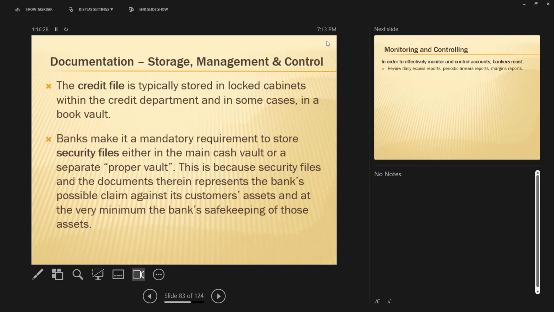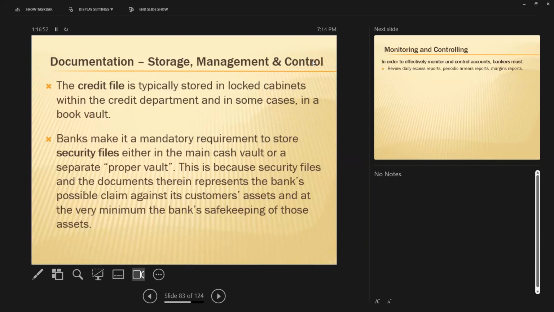Banks make it a mandatory requirement to store security files either in the main cash vault or a separate proper vault. This is because security files and documents therein represent the bank's possible claim against the customer's assets, and at the very minimum, the bank's safekeeping of those assets. And it's normally under dual control. So collateral security files are normally under dual control.